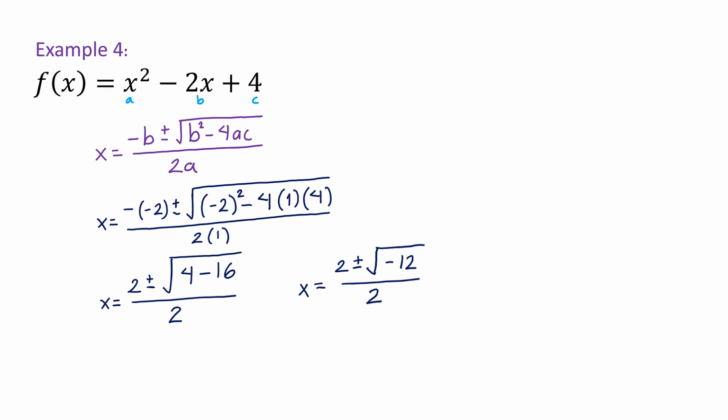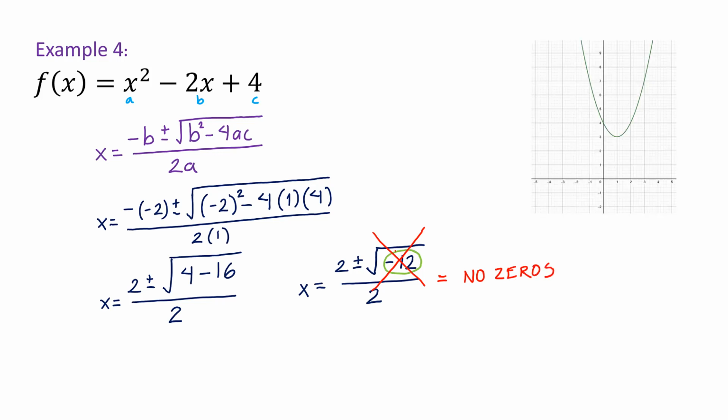Notice that inside the square root we got a negative number. And we can't solve a square root of a negative number. When that happens, it means that this function has no zeros. And if we look at its graph, it means that this function never crosses the x-axis, so it will never have a value of 0.